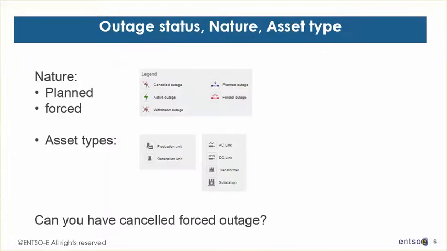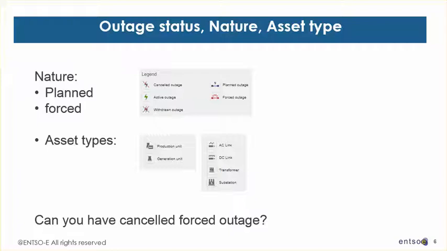Okay, then additional information about what we publish, what else is available besides what I already mentioned. The nature can be planned or forced outage. In the regulation, you can see different wording of these types. You can see planned and not planned or unforeseen, something like that. But we try to use planned and forced across everything. That means forced means that it was not planned, but just happened because of something.